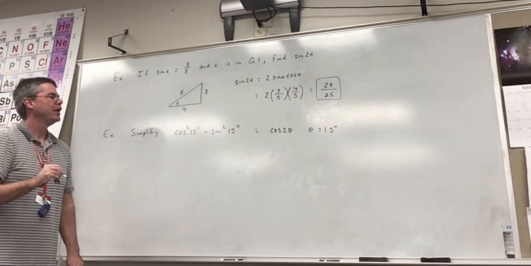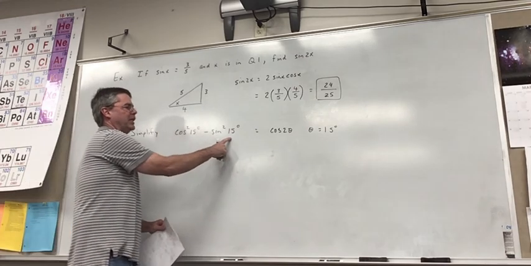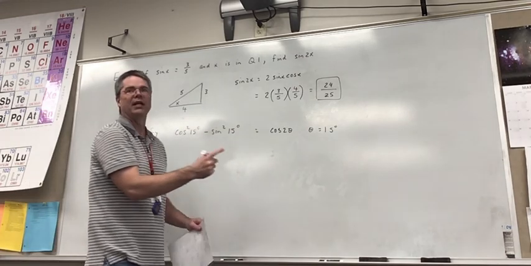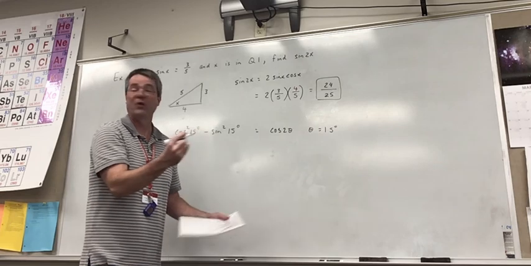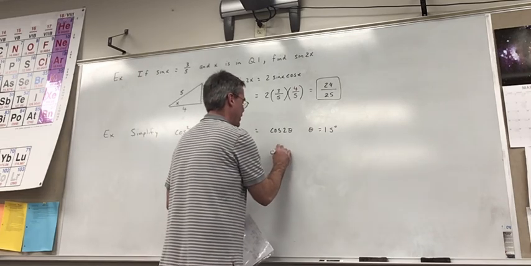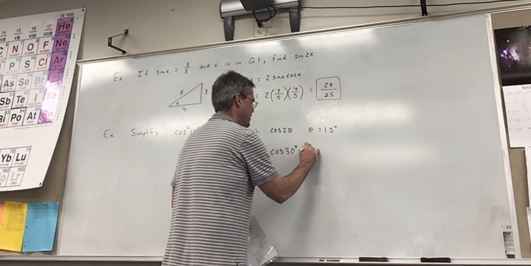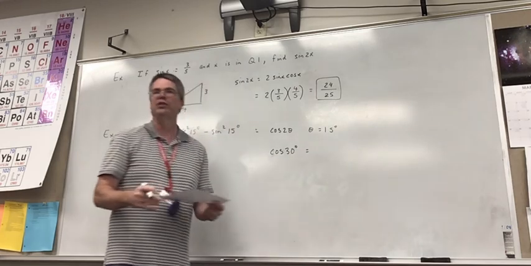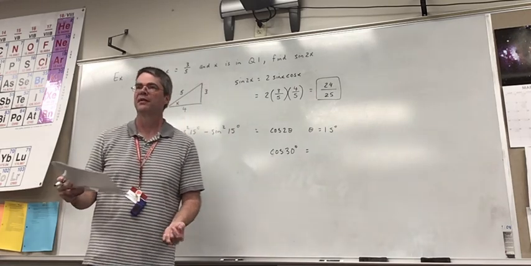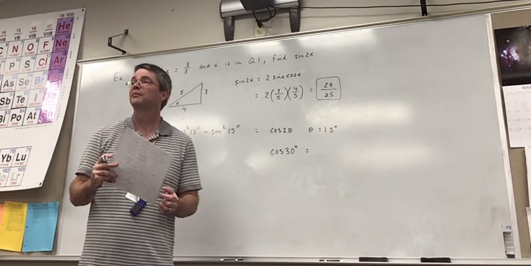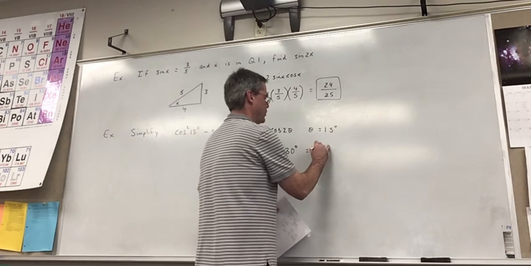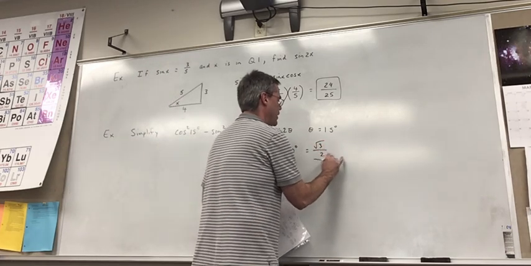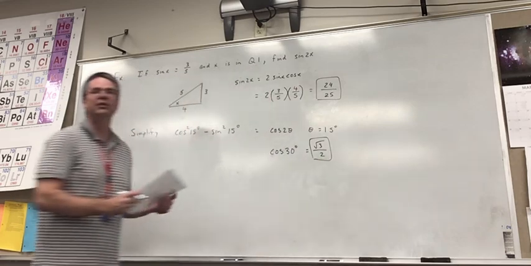All right, so if theta is 15, what is 2 theta? 30. So this is just cosine of 30 degrees, which on your unit circle is what? Root 3 over 2. So that one is just pattern recognition.